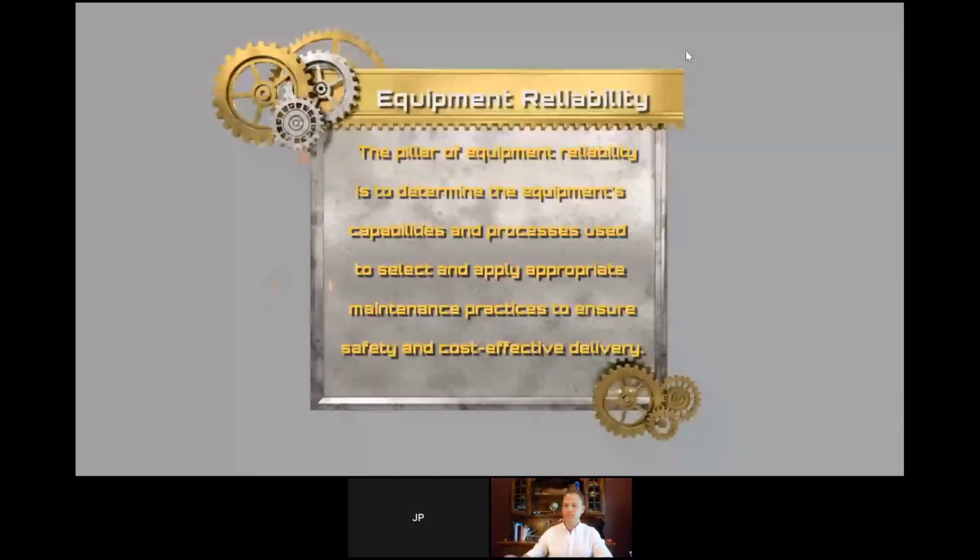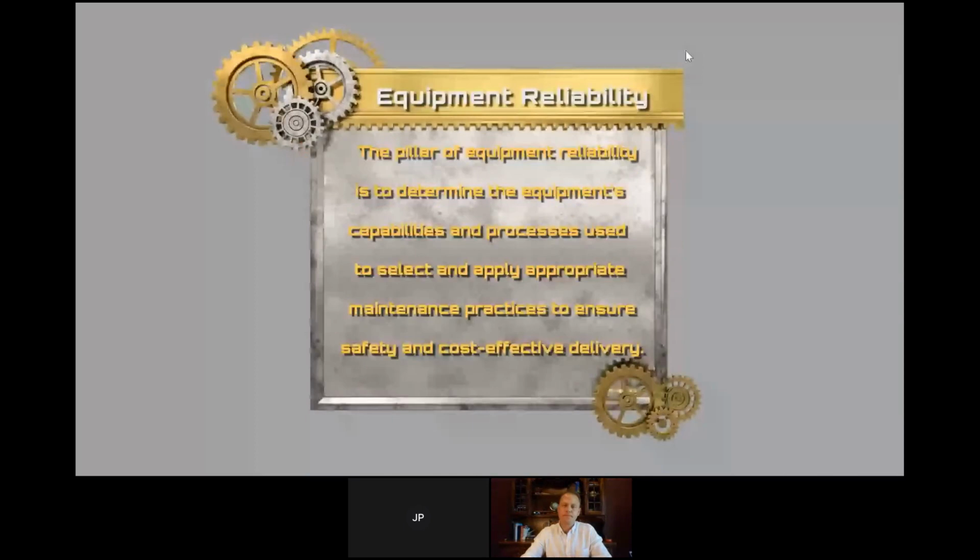Equipment reliability. The pillar of equipment reliability is determining the equipment capabilities and processes used to select and apply appropriate maintenance practices to ensure safety and cost-effective delivery. Defining predictive and condition-based maintenance, application of PdM programs, best practices inspection, and preventive technology.